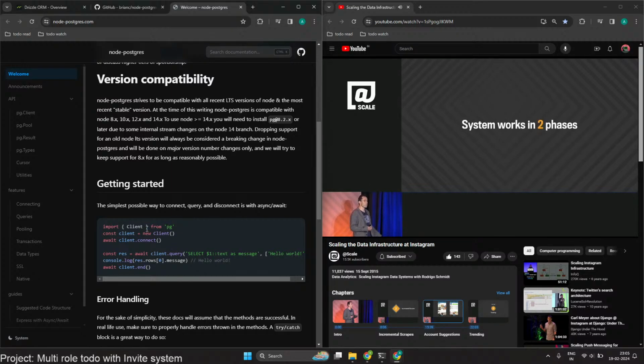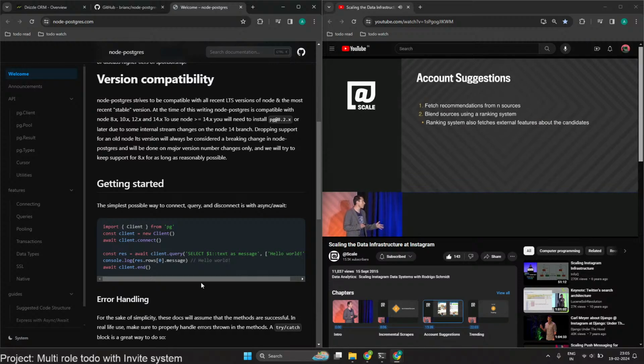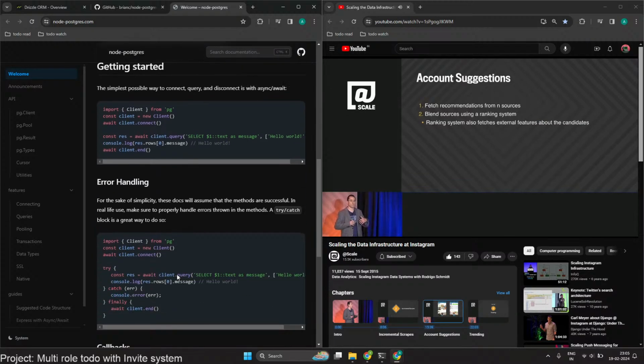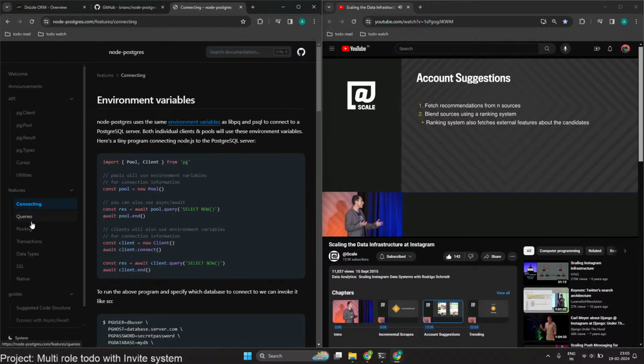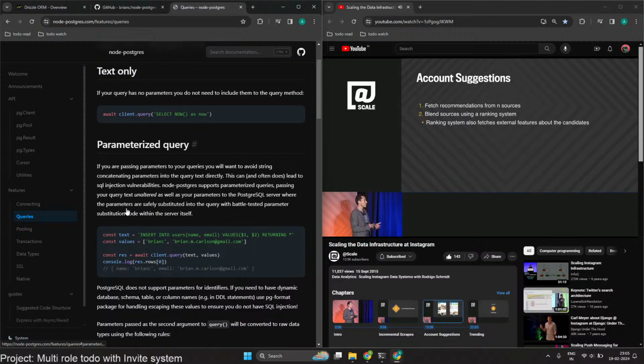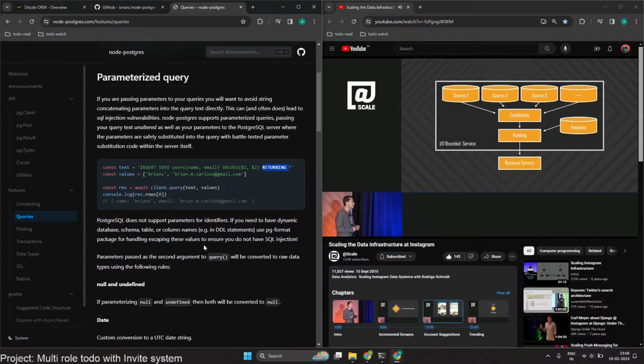And a simple way to explain this system to you guys is in 2 phases. You can think of it like phase 1, you fetch recommendations from different sources, like the algorithmic ones, like Facebook friends, contacts, you fetch all those sources. Then you blend those sources using a ranking system. That's when machine learning comes into play. And this ranking system in itself might want to fetch more data from external sources. That data is going to be used as features to know how to rank the results better to you.